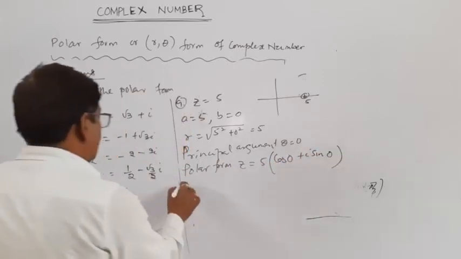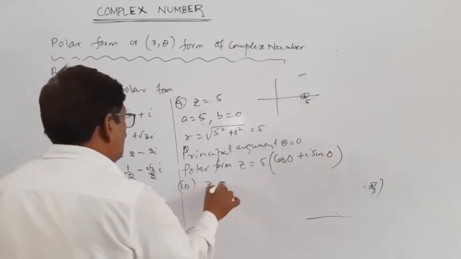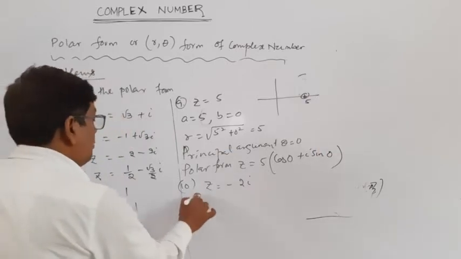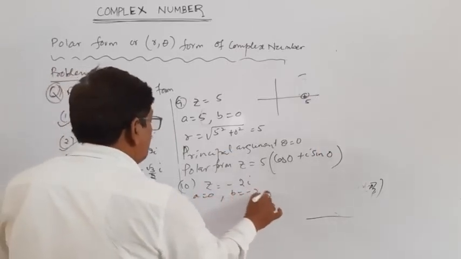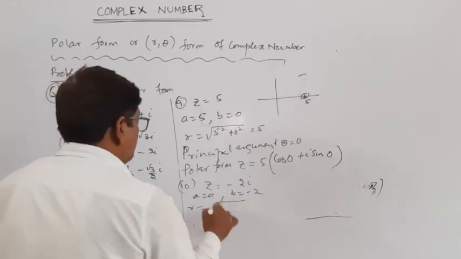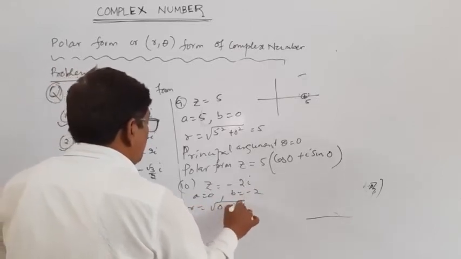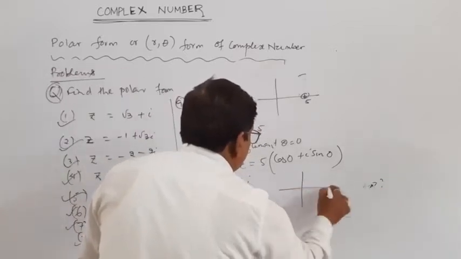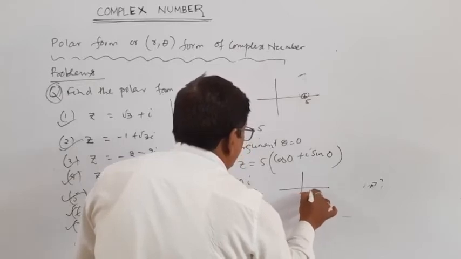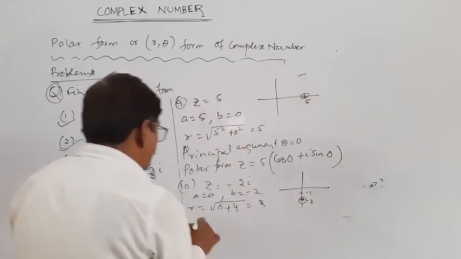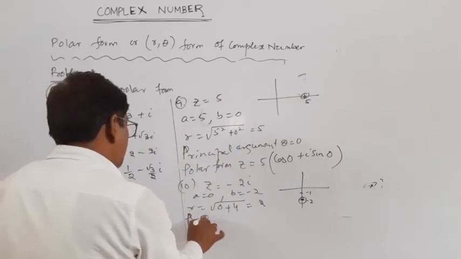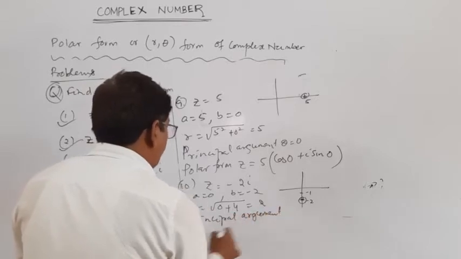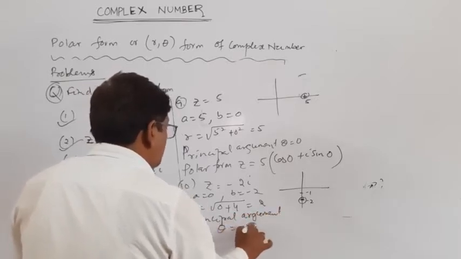Now question number 10, z is equal to, suppose, minus 2i. a is equal to 0, b is equal to minus 2, r is equal to root over 0 square plus 2 square, 4. So this is 2 and this is minus 2. This is minus 2 and principal argument theta is equal to minus pi by 2.